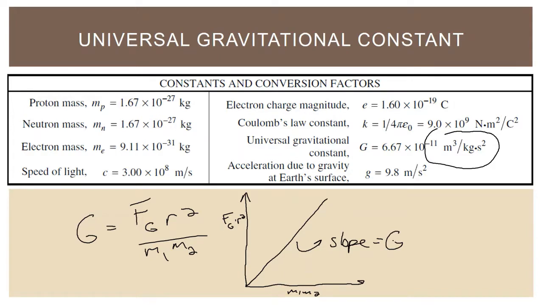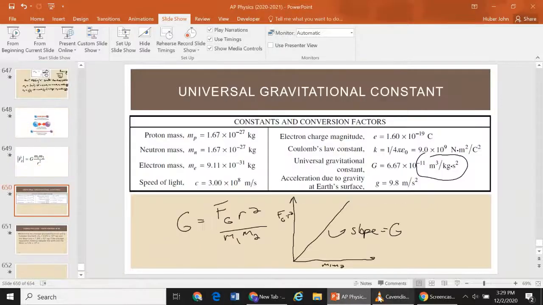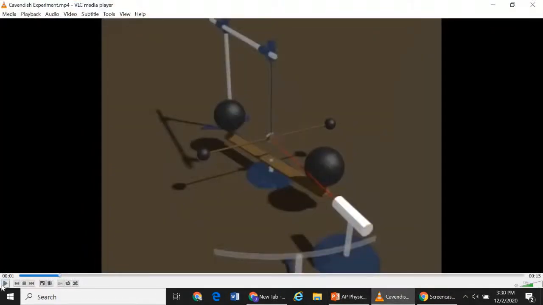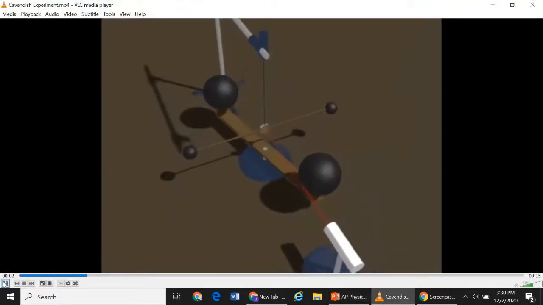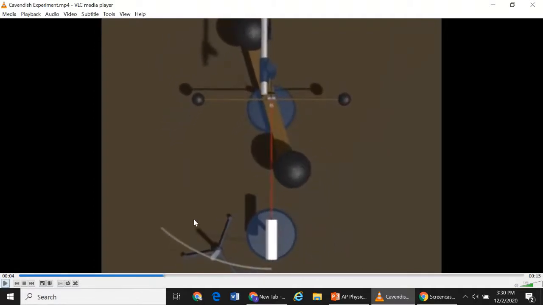Now, how exactly are you going to do this in the 1700s? Well, the experiment was done by a man named Cavendish. This experiment is famously referred to as the Cavendish experiment, if you would like to Google it. Here's a brief video representation of it. So he basically took two super heavy objects, these big lead balls, and he put them next to two extremely light objects. And what he did was he moved these big heavy objects closer and closer to the lighter objects.